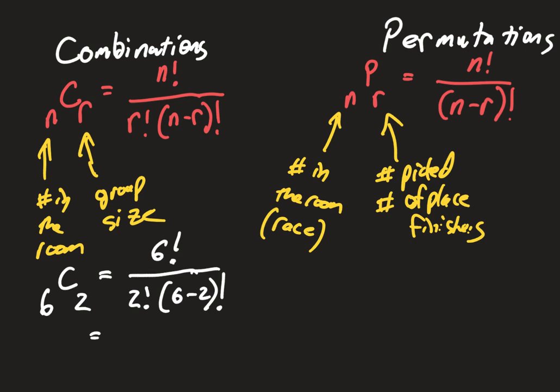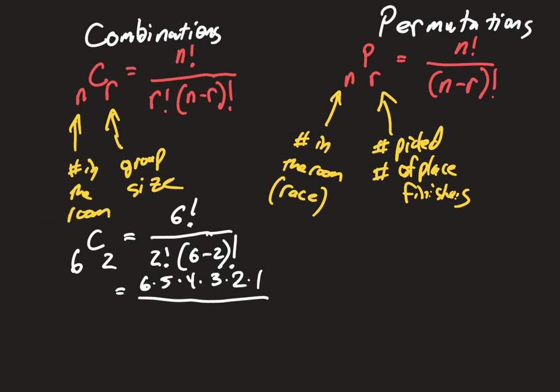Factorial means 6 times 5 times 4 times 3 times 2 times 1. In the denominator, I'm going to have 2 factorial, which is 2 times 1. And then inside the parentheses there, I have 6 minus 2. Well, 6 minus 2 is 4. And 4 factorial is 4 times 3 times 2 times 1. Some calculators have this in there. Some don't. But if you write it out, I can see that the 1's reduce, the 2's reduce, the 3's reduce, the 4's reduce. And this 2 will go into 6 3 times for a total of 15 ways. 3 times 5.